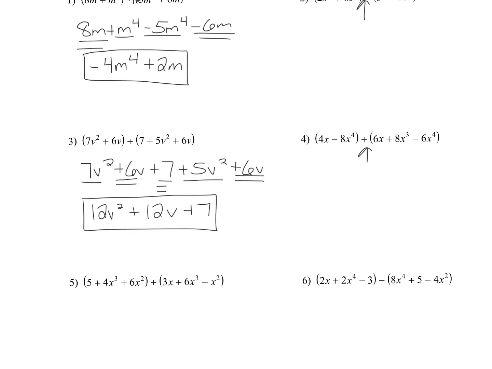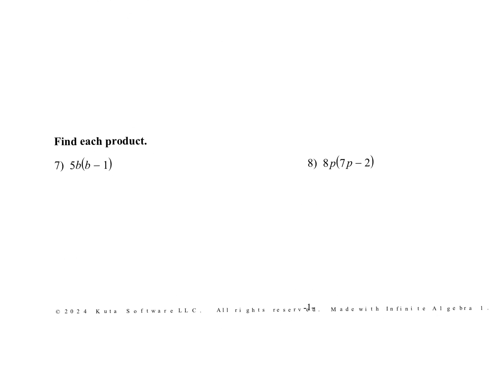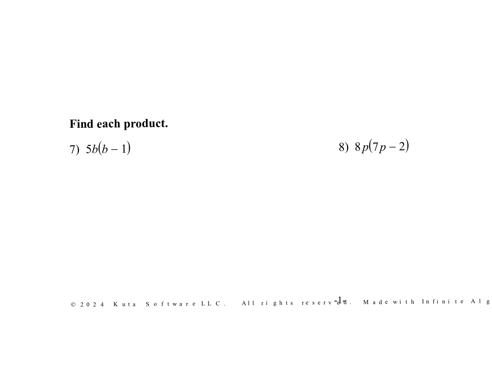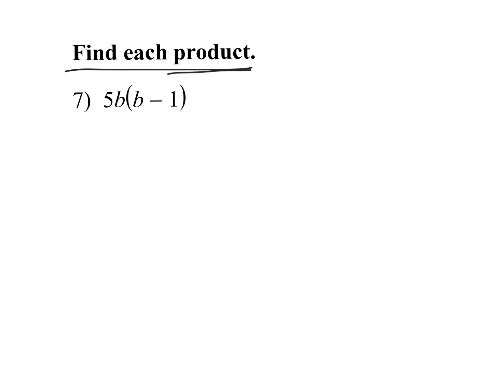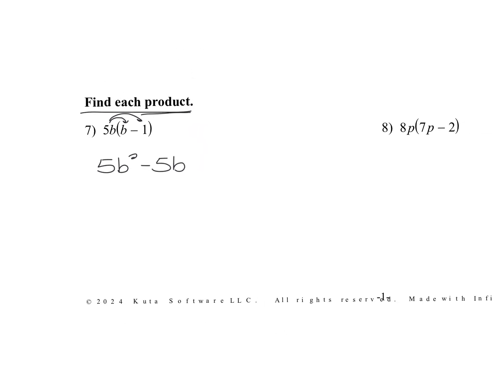Okay, what about when we get to 7? Now what are we doing? Distributing, because the directions say product. What does product mean? Multiply, yep. So here we have 5b times the quantity b minus 1. What are we going to do with that 5b? Yep, you're going to take it to both terms. So we have 5b times b. What do we get? 5b to the second. And then we get 5b times -1, negative 5b. And then you want to see if you can simplify, but can we simplify on this one? No. Okay. 8's pretty similar.